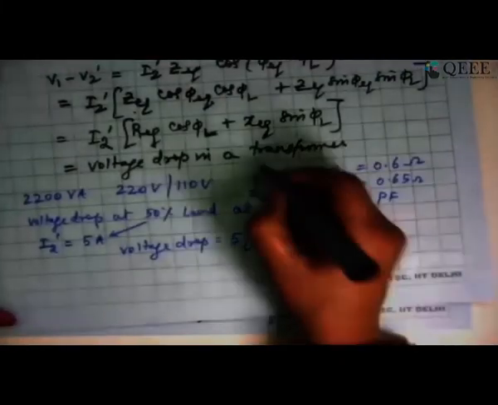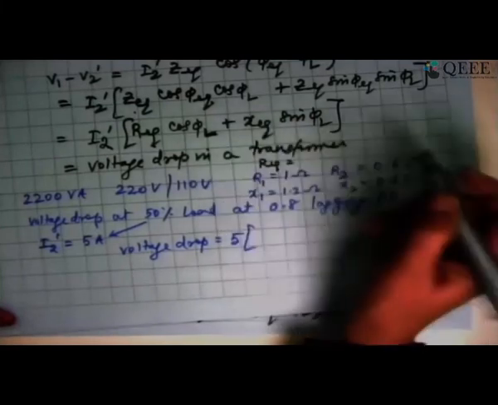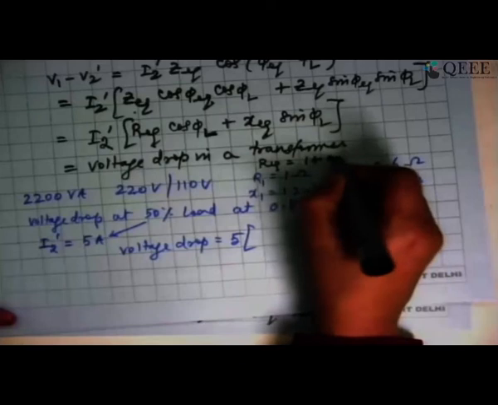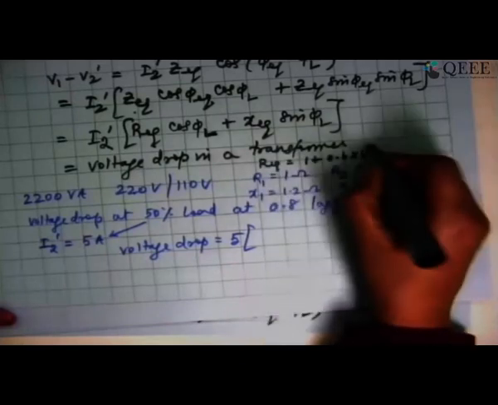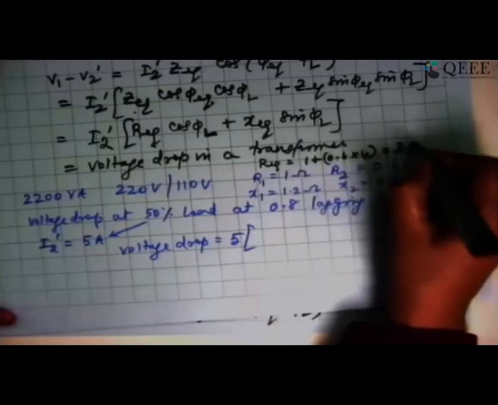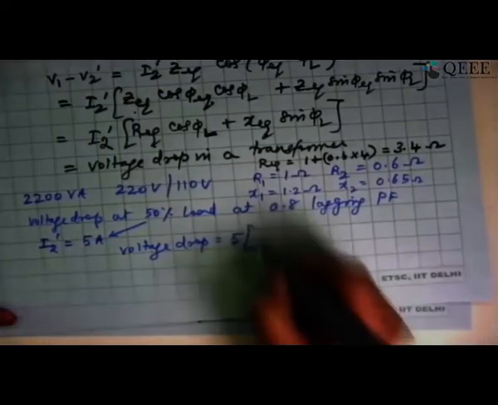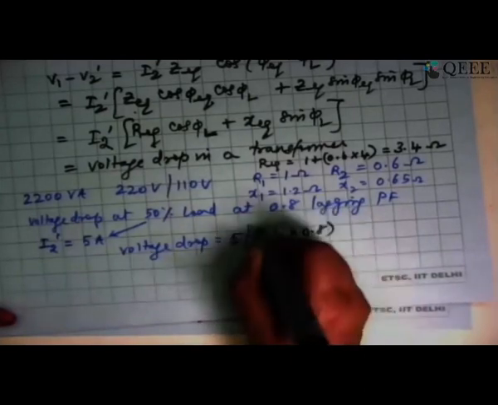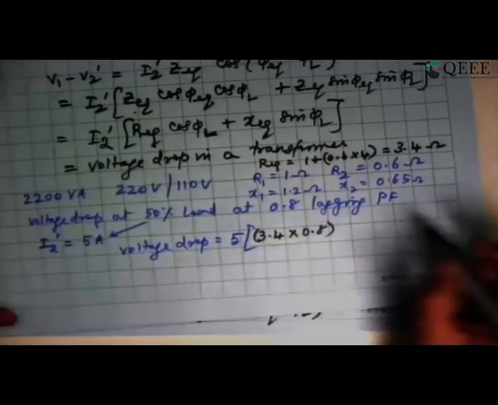Let me calculate R equivalent here itself. How much is R equivalent? R equivalent is 1 plus 0.6 times 4. We already calculated this, if you may recall. So this is 3.4 ohms. So I can say 3.4 multiplied by 0.8. That is R equivalent cos phi L.